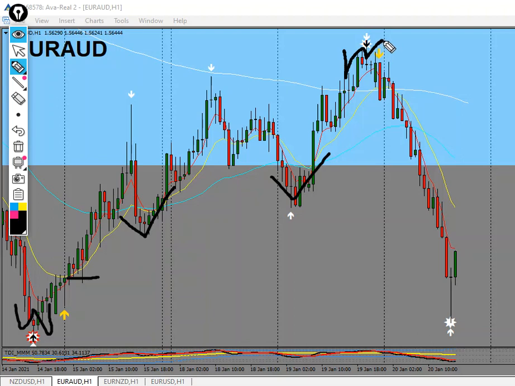There we were given a nice M pattern. After we identified the pattern, we saw that the entry magnifier was giving us a hint that this could be a reversal point, and from that point it gave us an entry. This was the entry point. Then you enter and hold until you're given an exit point.